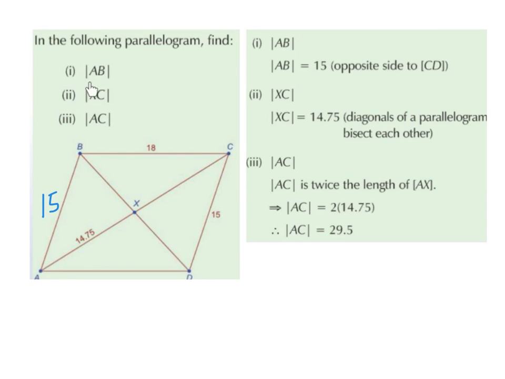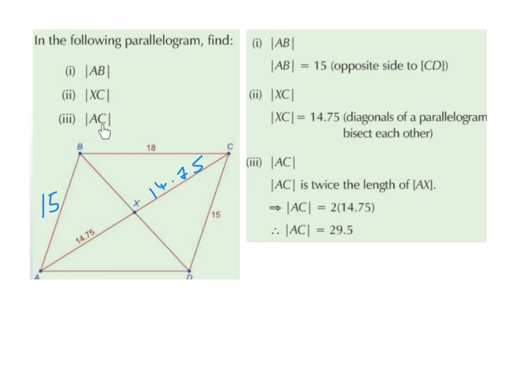Part 2, find the length of XC. So XC is this line here. Well, we know that the diagonals of a parallelogram bisect each other. So that means this length must be the same as this length. So if this is 14.75, then this is also 14.75. So the length of XC is 14.75 because the diagonals of a parallelogram bisect each other, cut them in half. Bisect means to cut in half.